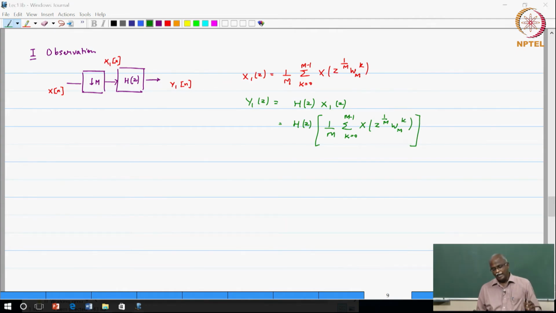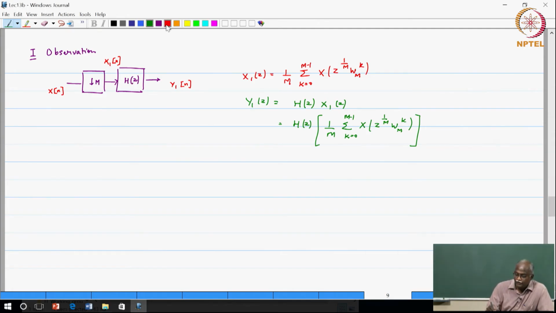I do not have a direct input output relationship because this is not an LTI system. Right. I have x of z and I have shifted versions, and of course there is frequency scaling and all of that is present in the picture, but nevertheless this equation is correct between y1 of z equal to h of z times this expression. There is nothing wrong in this equation, this is correct.